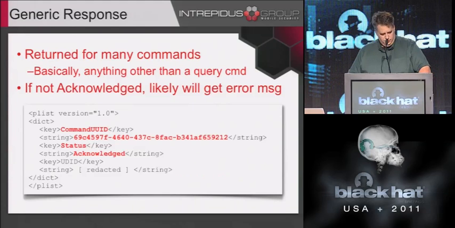So, responses from the device are pretty generic. Again, just a plain old plist. You've got the command UUID there, which associates the response with the command, and then a simple status. Most of the time, the status is just Acknowledged. If it's not acknowledged, then you've probably got an error message of some form coming back.